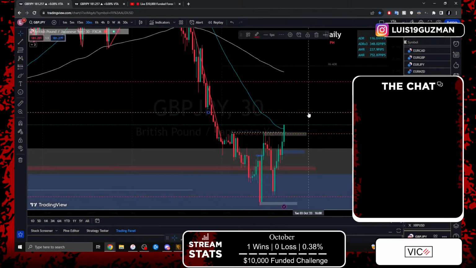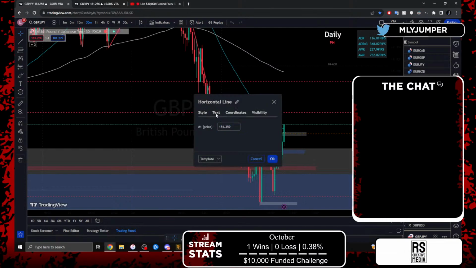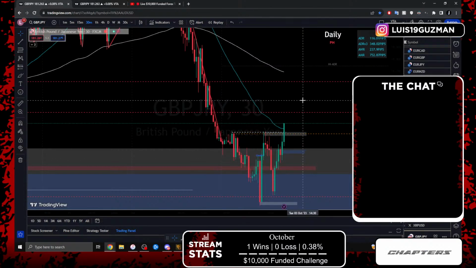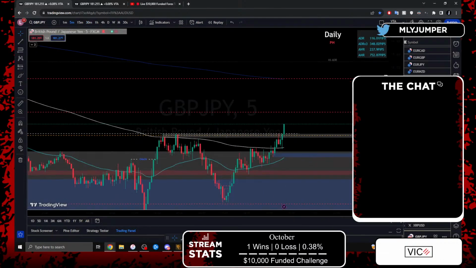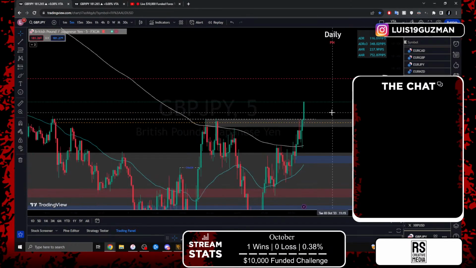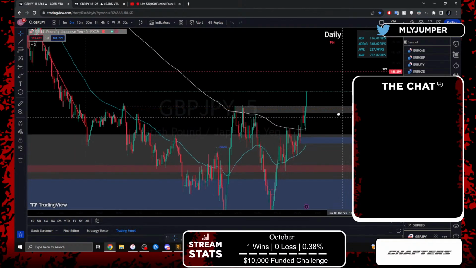Our first TP is here. This is TP1. This is TP2. So now if price decides to go to TP1, which is STP for the day, then we'll have to wait and see what it does.